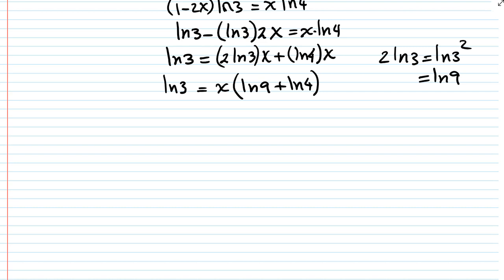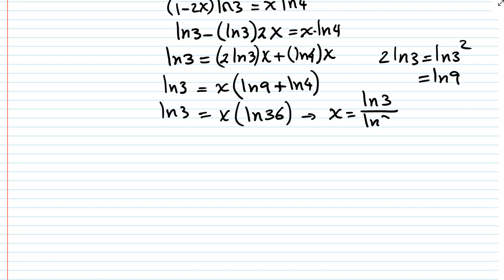What else can I do here? Well, ln of 4 and 9, sum of the log of a product. That's going to be ln of 9 times 4, 36. Right? And to the left, I have ln of 3. From here, divide both sides by ln of 36. So I have ln of 3 over ln of 36.